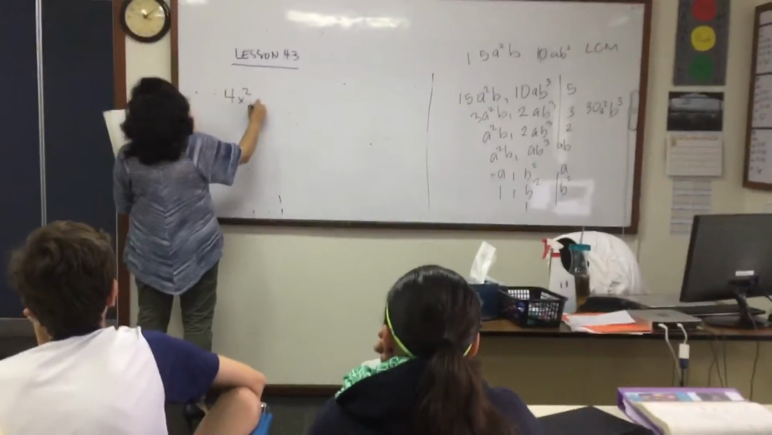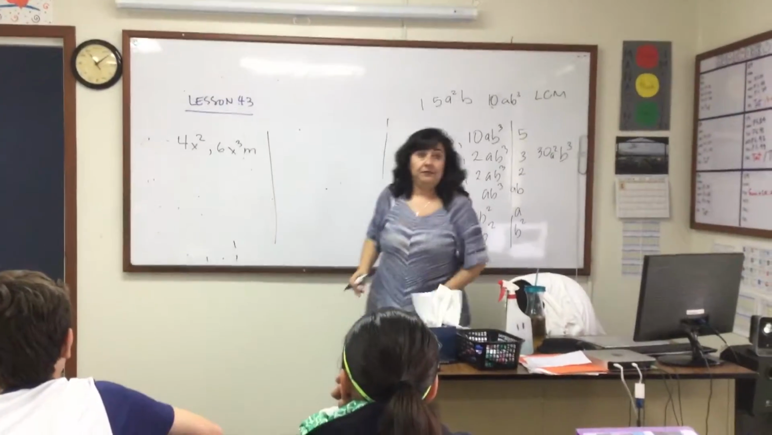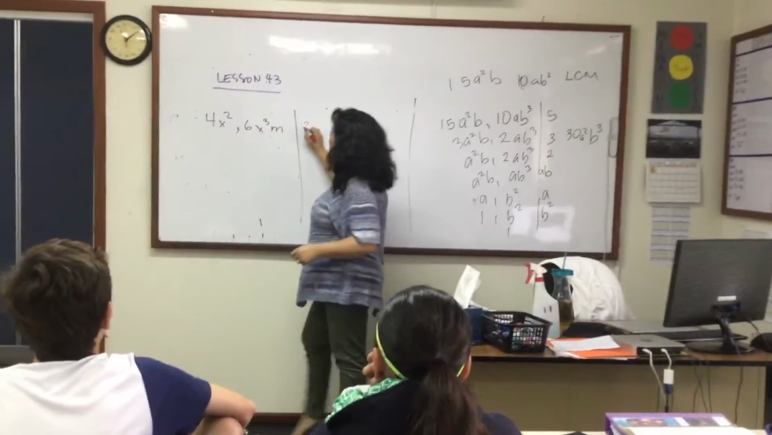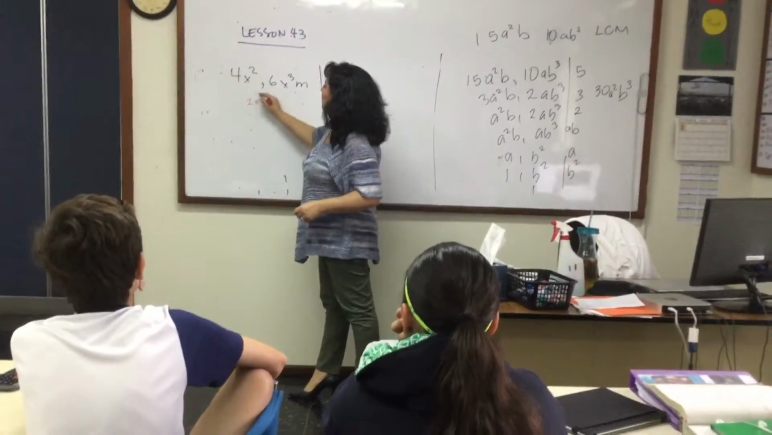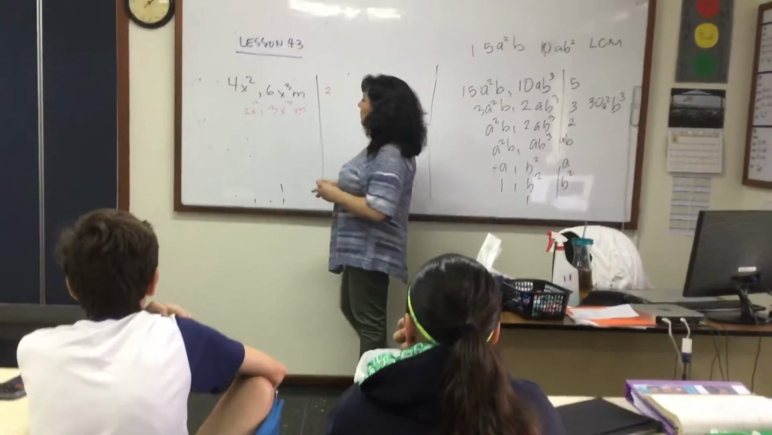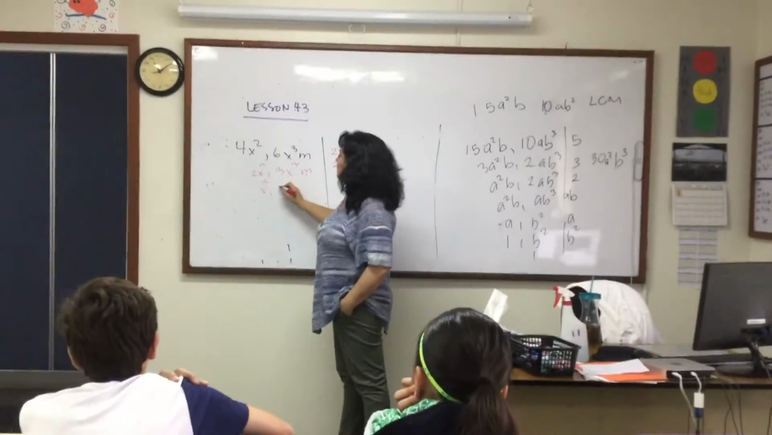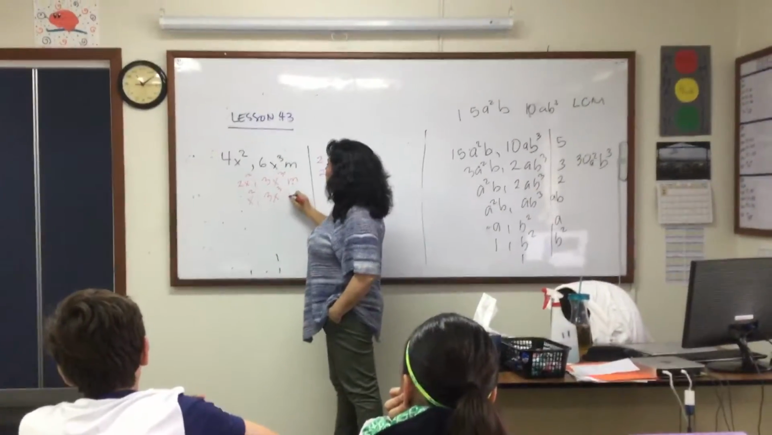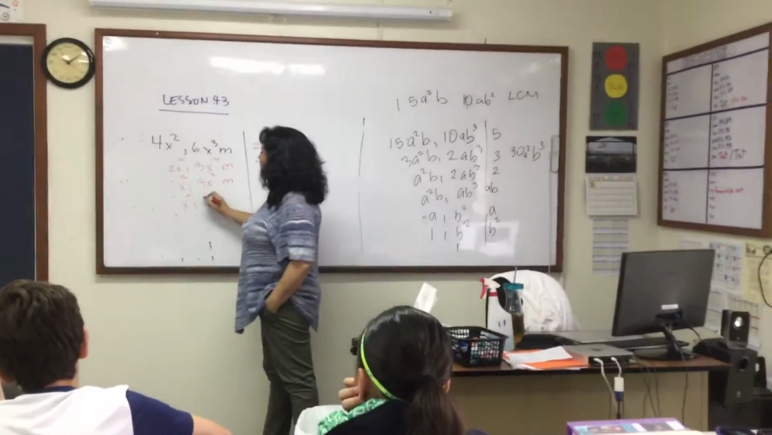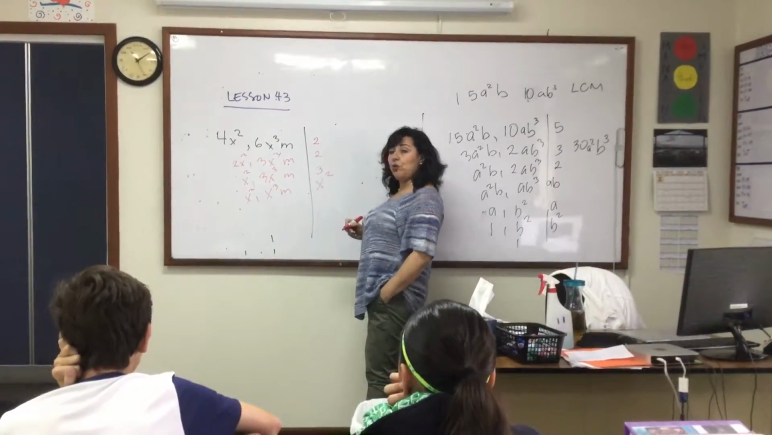4x squared, 6x cubed m. Okay, you ready? 2, and then 2x squared, comma, 3x cubed m. And then 2 again, x squared, comma, 4x, 3x cubed m. And then 3, x squared, 4x cubed, comma, x m. Now we can stick x squared in.